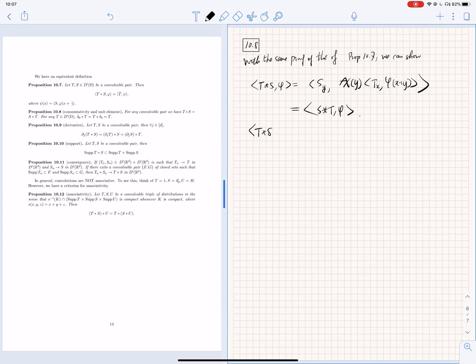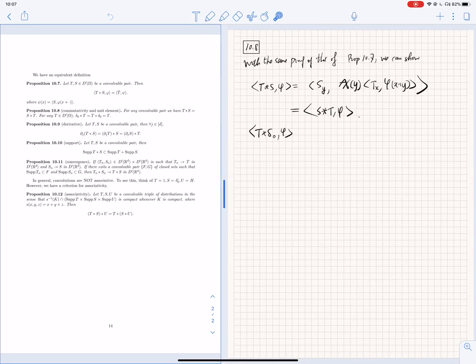Okay, so now let's verify a simple fact, which is that T and delta 0 we can commute, right? These two we can commute. So delta convolved with T is equal to T convolved with delta.